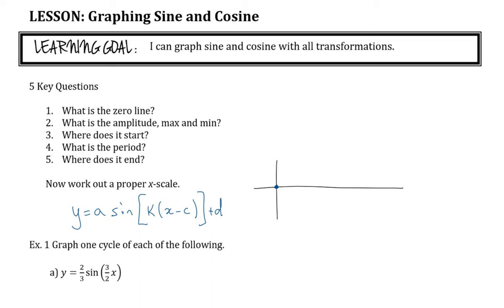And this is the base graph, no transformation, so of course it doesn't have a shift left or right, so it starts at x equals 0 as well. And then it goes from there, it goes to the max, then it goes back to the 0 line, then it goes to the min, then it ends on the 0 line. And for sine, those are your 5 points, and we have to find basically the x value and the y value of all 5 of those points. And then we're going to graph it.